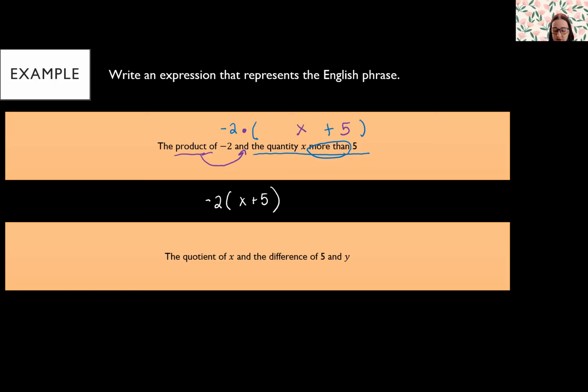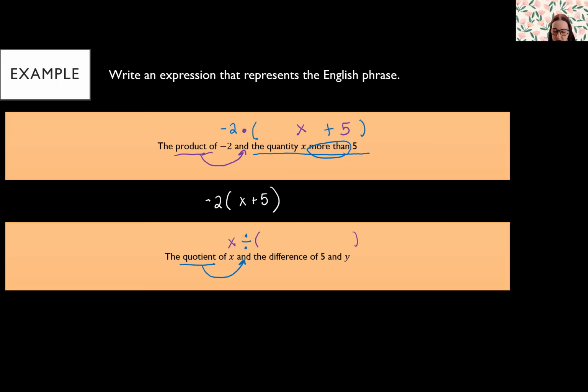So next one we have is the quotient of x and the difference of 5 and y. Quotient means division. We usually write division as a fraction, but I'm going to write the division symbol, and you put that where the word "and" is. So I've got the quotient of x, so x is on the left of my division symbol. Then everything that follows is in parentheses, because again, I have lots of things going on here: the difference of 5 and y. So there's more going on than just one thing, so that's going to be in parentheses. Everything after that "and" is in parentheses.